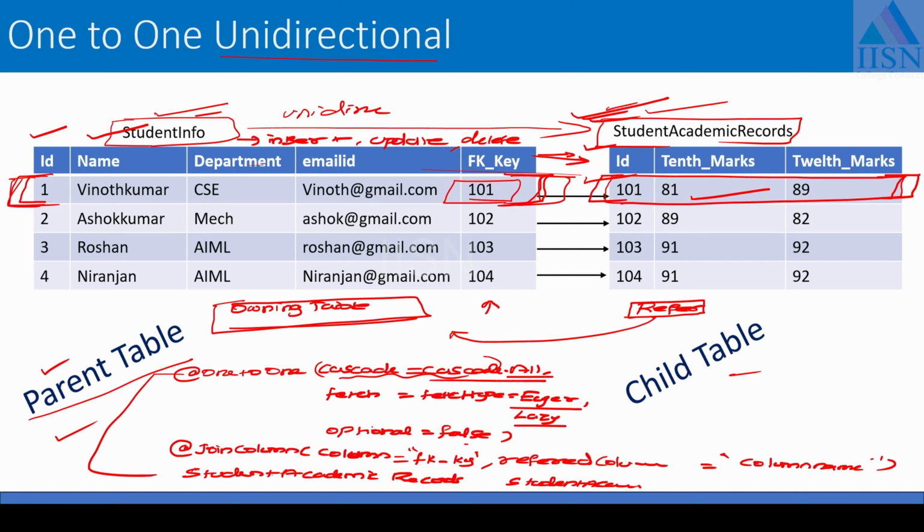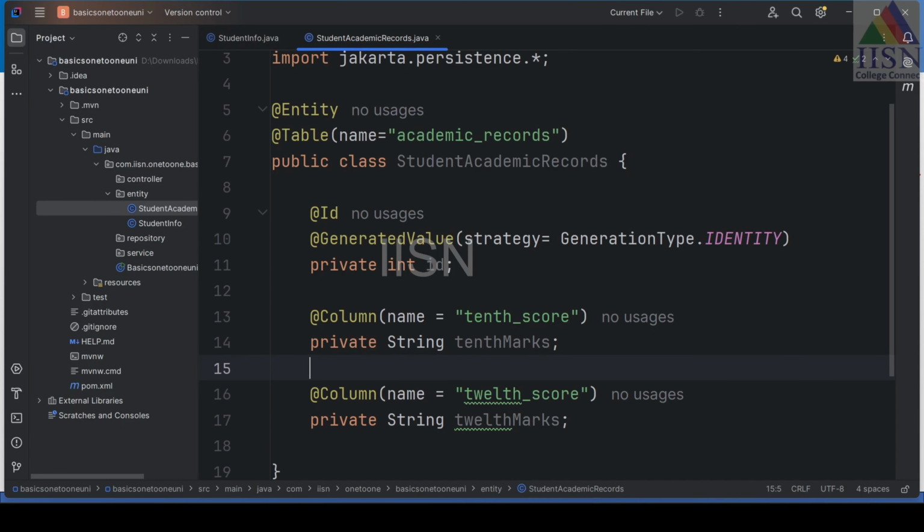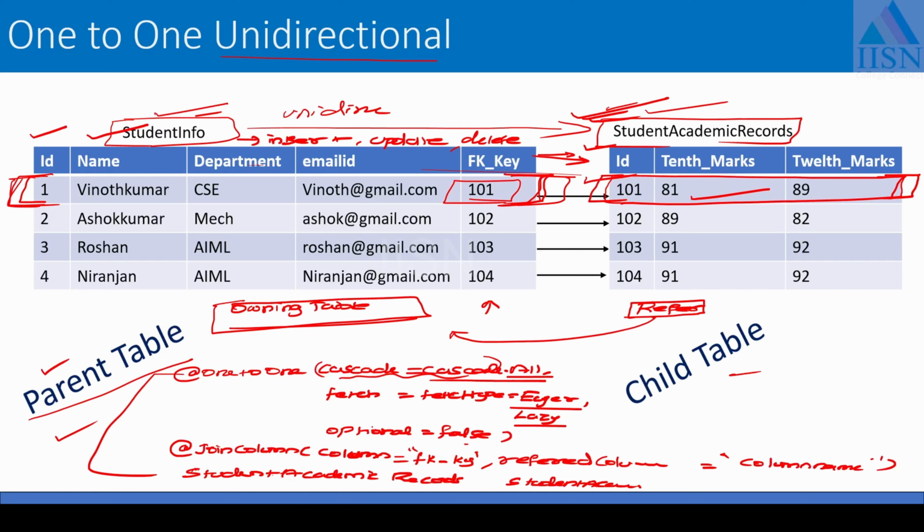In the child table, which is the StudentAcademicRecord, we are going to leave it as it is. Only three variables it has, we are going to leave it as it is. So now I hope you understand how to write one to one and the join column. We are going to discuss it in detail.